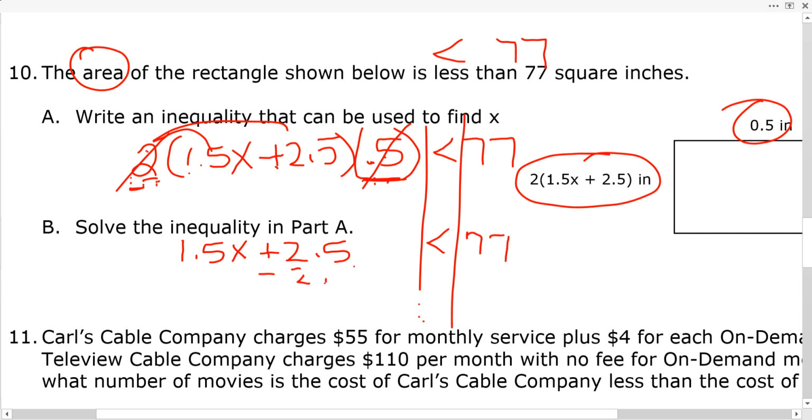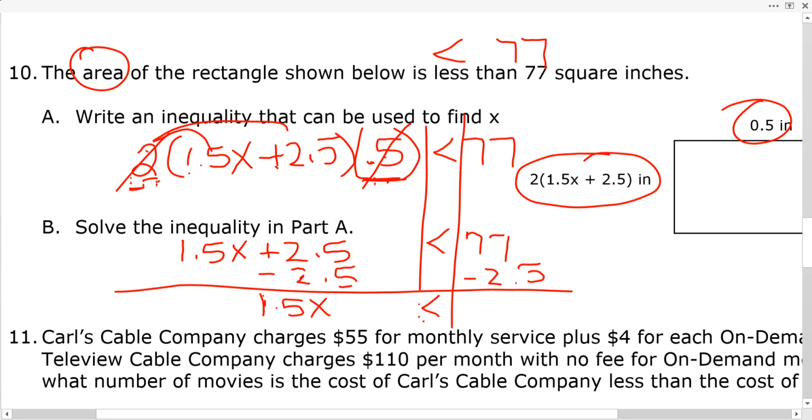So now I can subtract 2.5 from both sides. I end up with 1.5x is less than 77 minus 2.5 is 74.5. I'm going to divide both sides by 1.5, and I end up with x has to be less than 49.67.